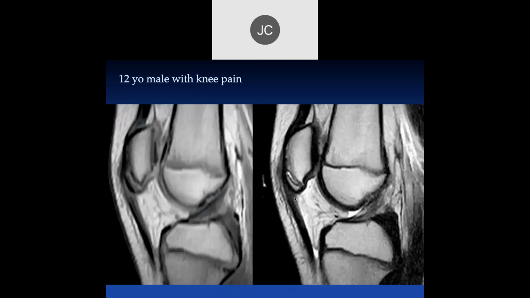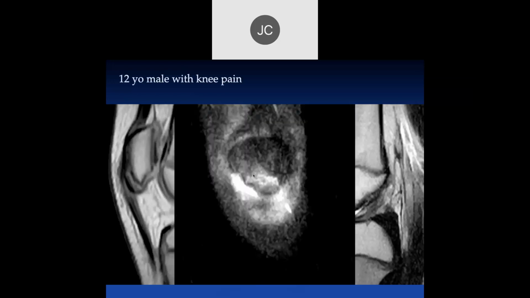All right, so we have a 12-year-old male with knee pain. It looks like there's an avulsion of the inferior pole of the patella. Right. And this is a little bit chronic. You can see it's eburnated on both sides. You like to detect these and pick them up early. Here's a STIR image showing that. And these are called patellar sleeve avulsions.